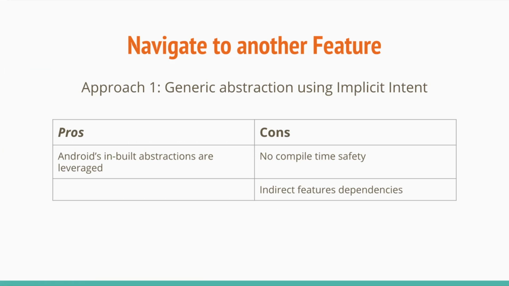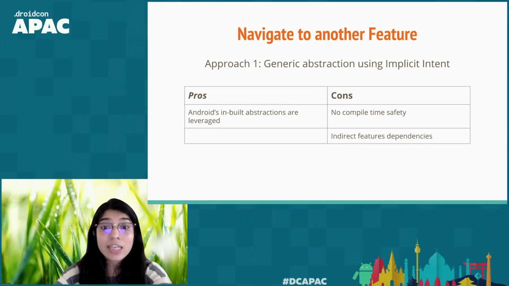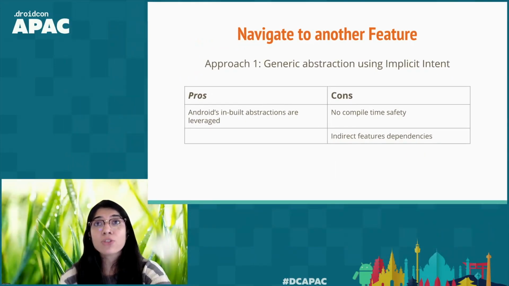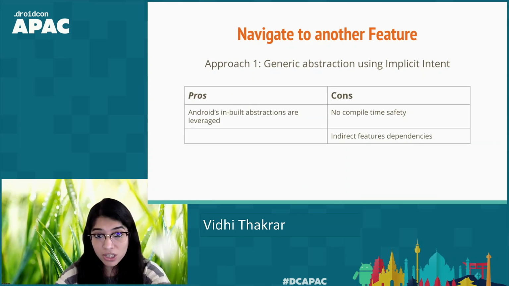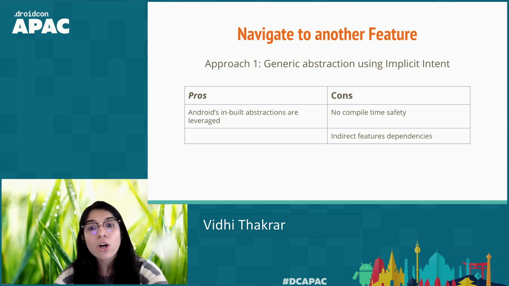Another problem with this approach is that it has indirect feature dependencies. If you take a look at the code base, though we do not have a direct dependency in terms of code, we still have some kind of indirect dependency, in that we have to have the correct action name. The same action name has to be applied on the purchase activity, and the structure and type of the data we are passing into the intent has to be the same as what is expected on the purchase module.